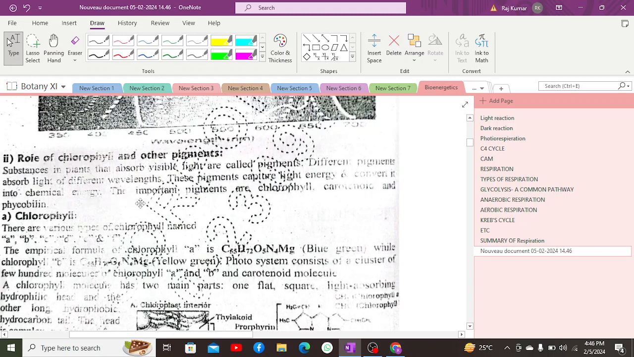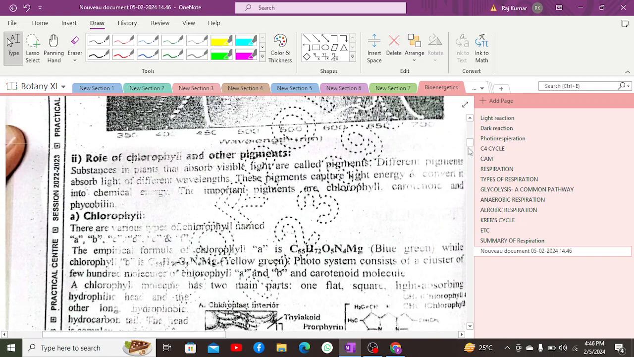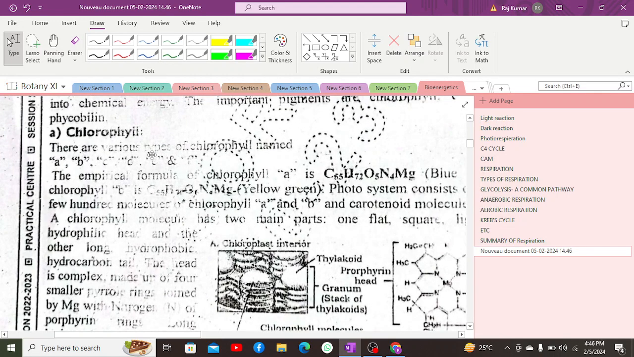The important pigments are chlorophyll, carotenoids, and phycobilins. The ones we are going to discuss here are chlorophyll and carotenoids. Phycobilins will be discussed in the protoctist. There are various types of chlorophyll named A, B, C, D, E and F. A and B are present in plants, but in algae there is also the presence of these additional pigments known as C, D, E, and F.